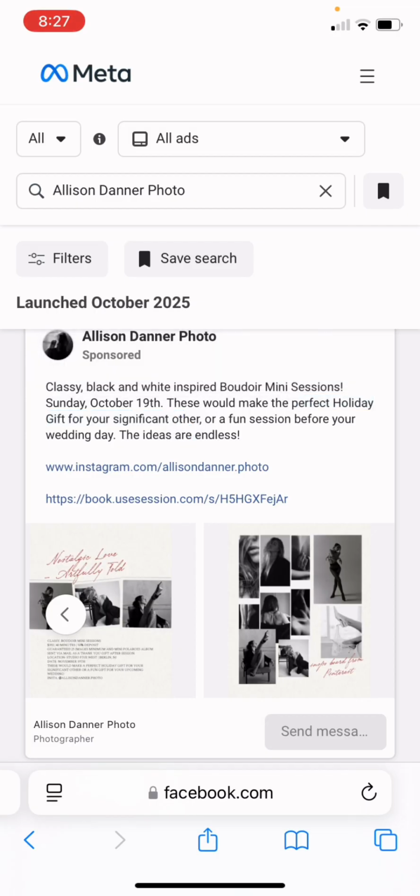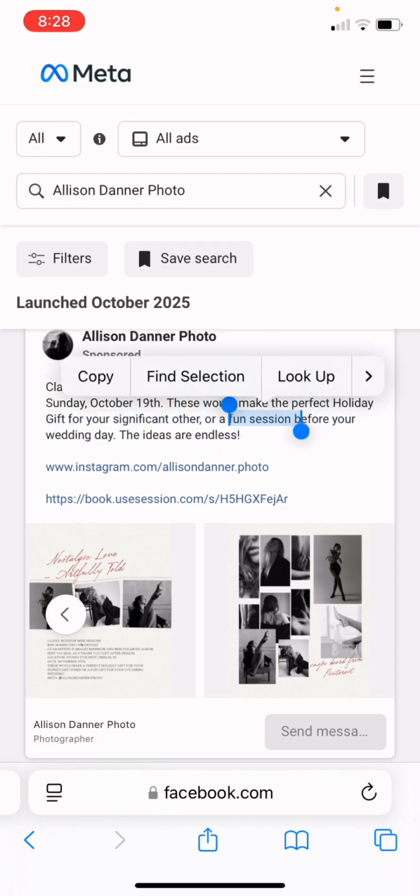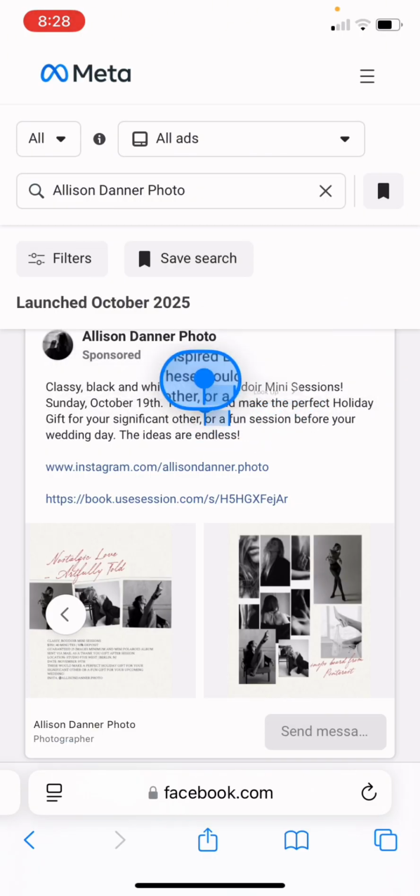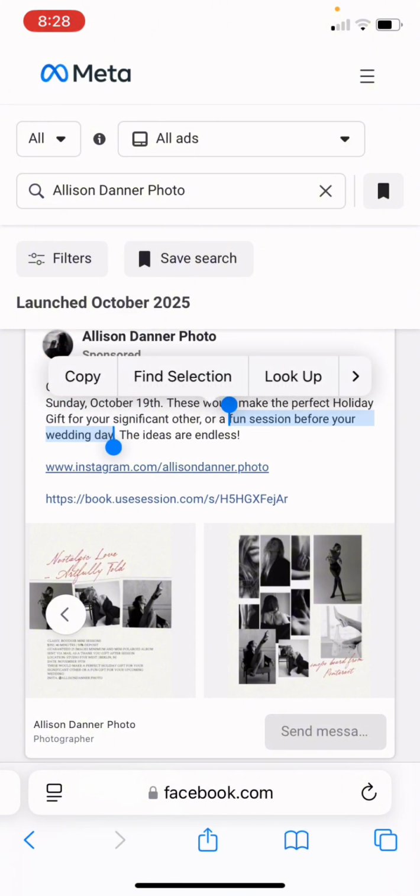Now what's interesting is you're talking to two different people. Perfect holiday gift for your significant other. That is one person. That's one avatar that is saying, "Oh my God, what am I gonna get him?" And fun session before your wedding day. Although this thing's definitely cut off at fun. Fun session before your wedding day. That's a second avatar. So you're talking to two different people here, and ads should only ever talk to one specific person. So that's confusing the algorithm, confusing the people reading it. Even though you have two, they feel it's less for them because it's like an or statement.